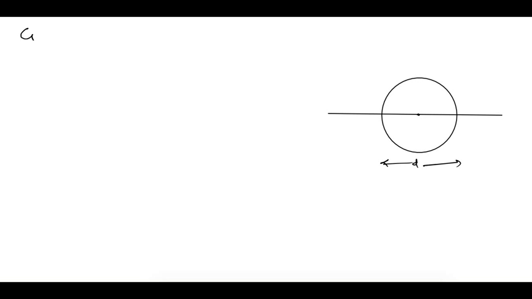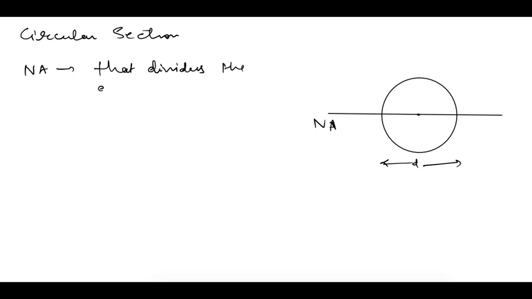Let's see the shape factor for a circular section. So let me just tell you something about this neutral axis. In case of plastic analysis, we say that neutral axis is the axis that divides the area into two parts. That is our plastic neutral axis.